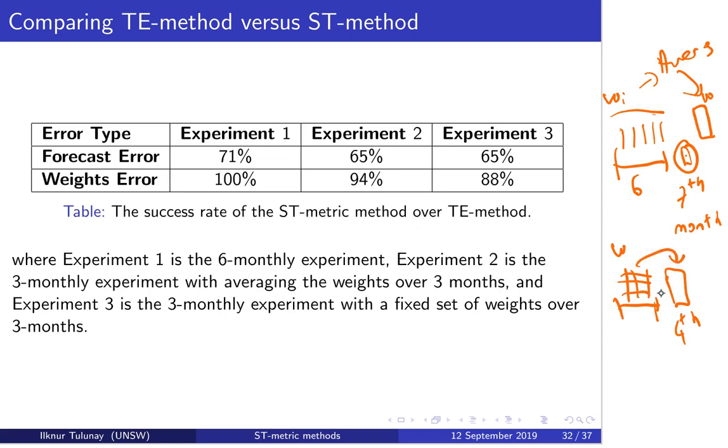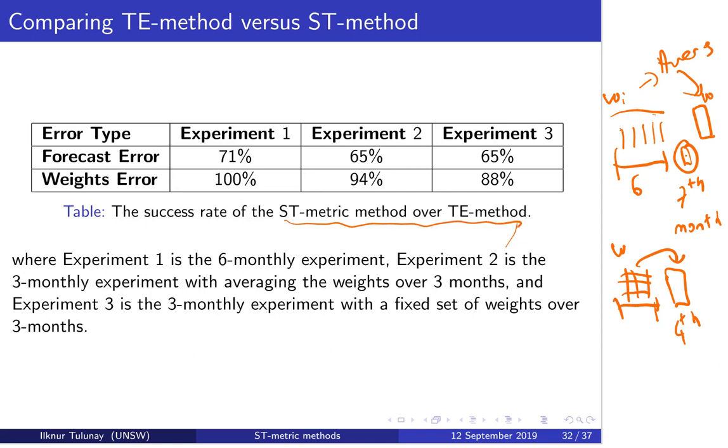And let's have a look at the error measures that I'm getting. This shows experiment 1, experiment 2, and experiment 3. The success rate for the ST metric is a lot higher than the TE. I've done these cases many times. Each time, I recorded whether the ST metric got better results or the TE method got better results. This is the success rate of the ST metric method over the TE method.